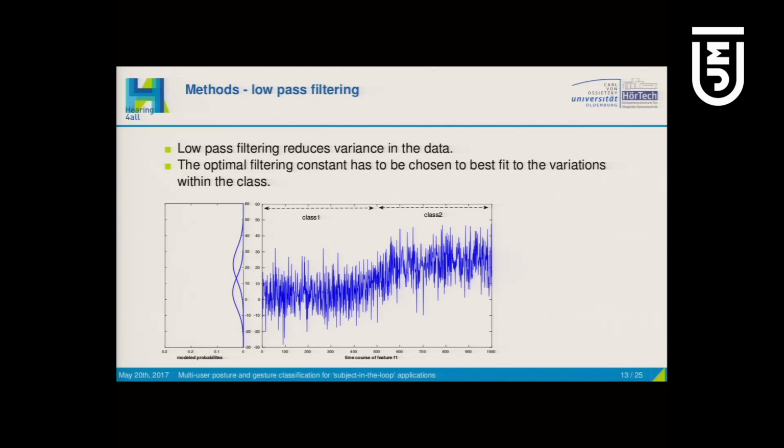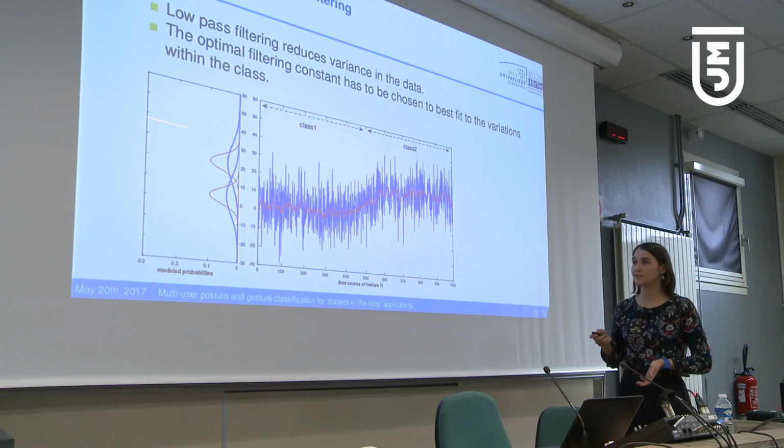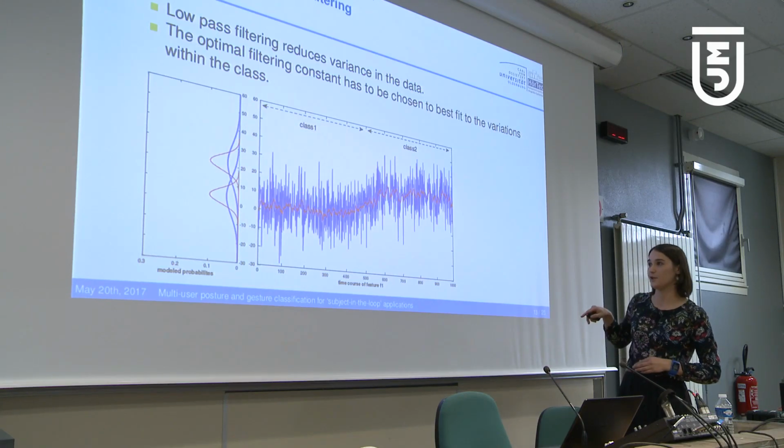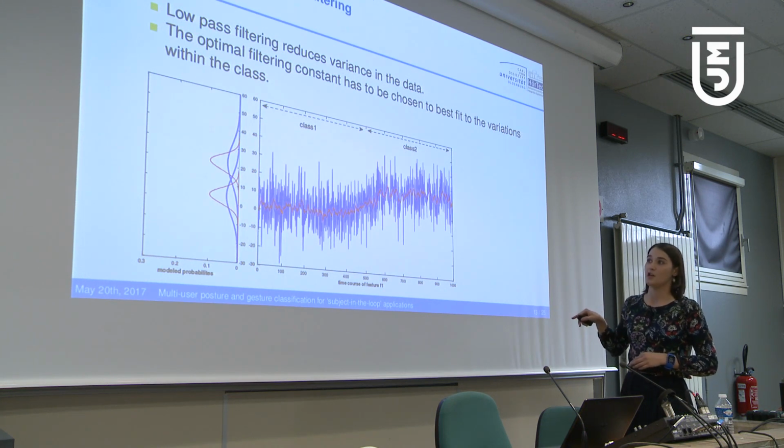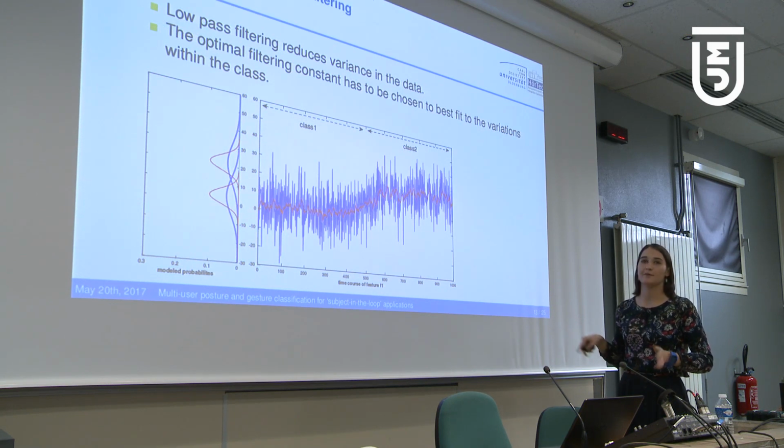And as you can see here, if we take this unprocessed signal, the Gaussians modeled based on this signal are broad and they overlap quite a lot. So probably the separation wouldn't be enough here. So then if we low-pass filter, it looks much better. It reduces the variance in this signal, so there might be a better separation between these two classes.